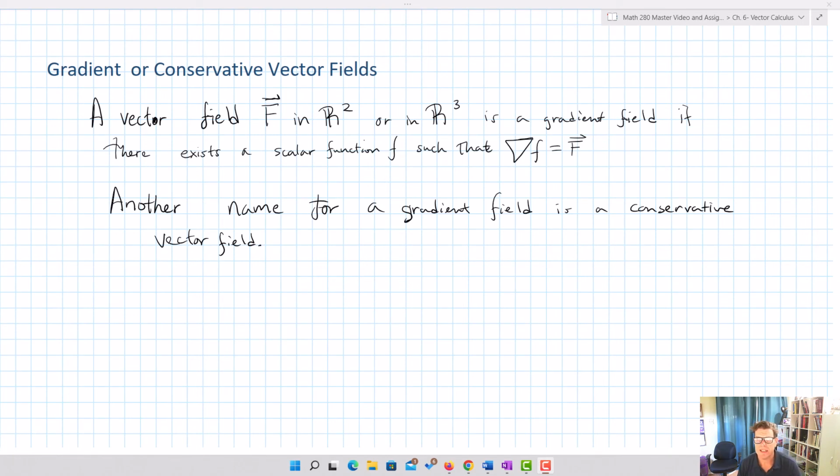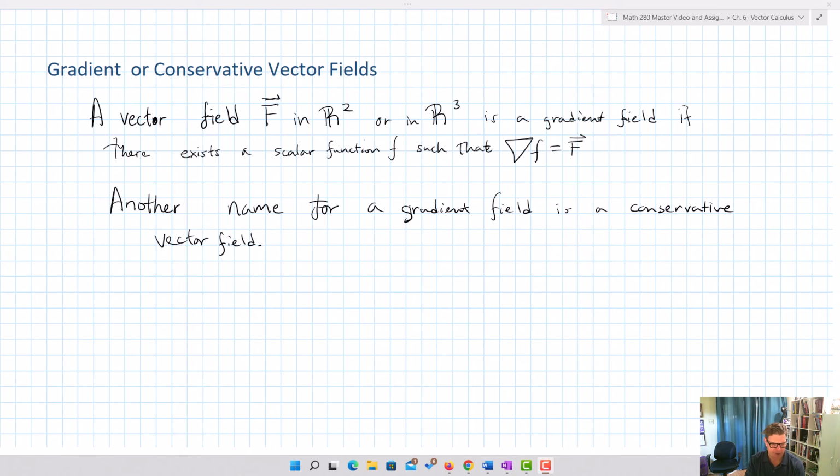So the last thing that we're going to get into inside of this section is what's called a gradient or a conservative vector field. So a vector field F in R2 or in R3 is a gradient field if there exists a scalar function f such that del f is equal to F, the gradient field, okay? Another name for a gradient field is a conservative vector field, and you're going to see that a lot in a lot of different areas. It actually ends up becoming very special.